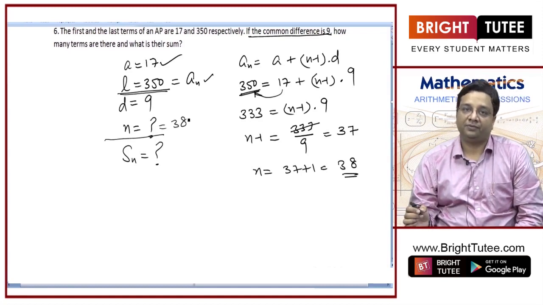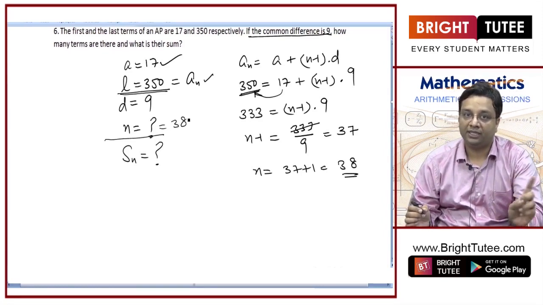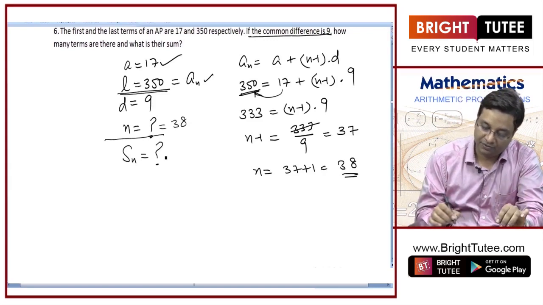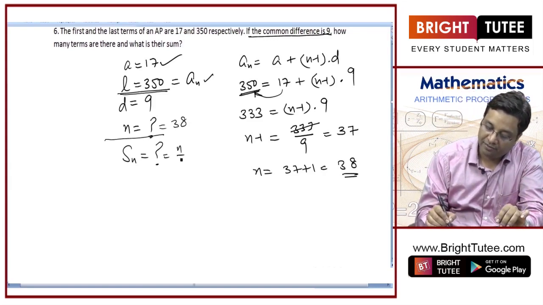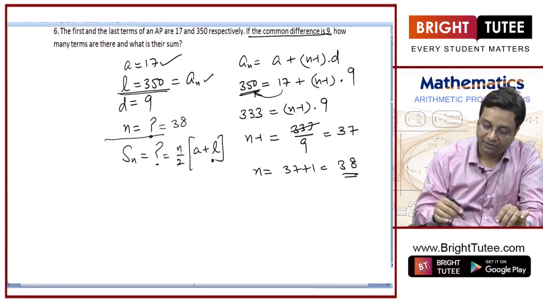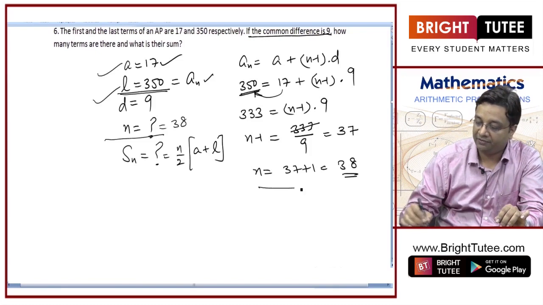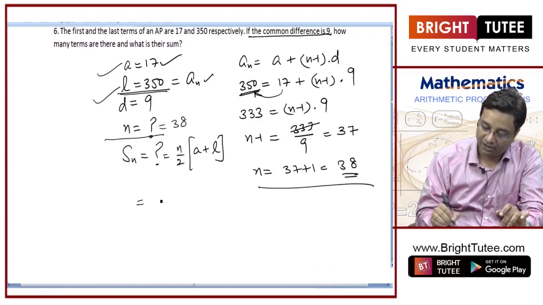Now the question has become very simple. We can use the formula for Sn that contains the first term and last term, which was equal to n by 2 (first term plus last term), right? First term is given, last term is given, and we have calculated n already. So it will be equal to 38 by 2 (A plus L).